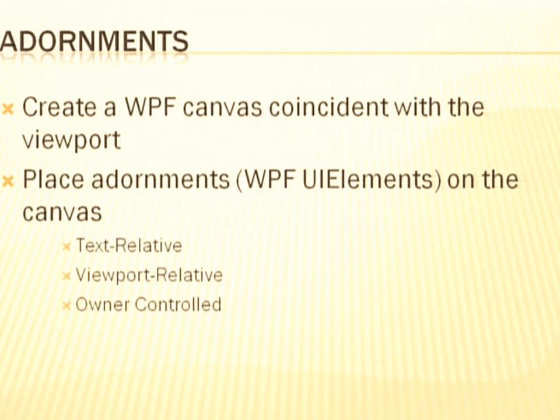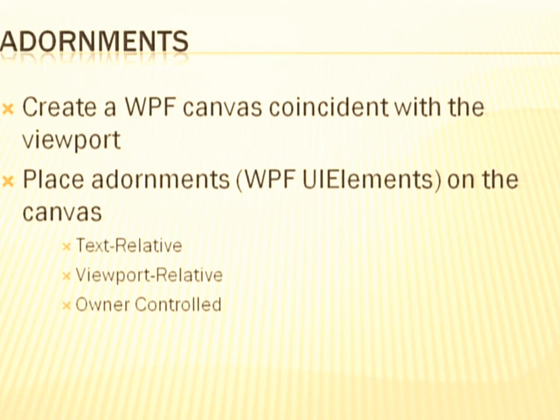But the most important way you can affect the UI is the thing we call adornments. And adornments are simply WPF UI elements that you can cause to be rendered by the editor with your text. And the way you do that is to create an adornment layer, which is a WPF canvas that's coincident with the viewport, has the same coordinate system as the viewport. There's a stack of these things.